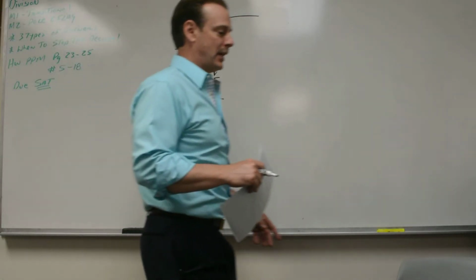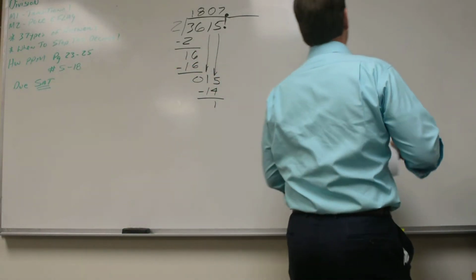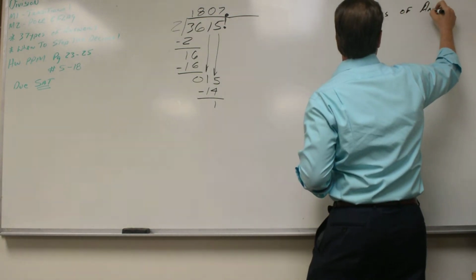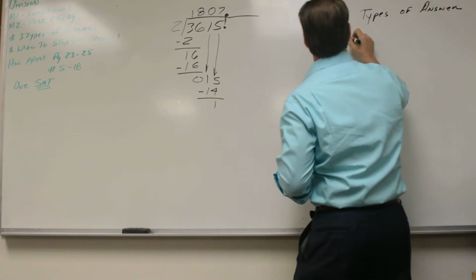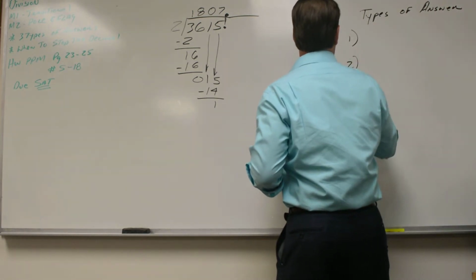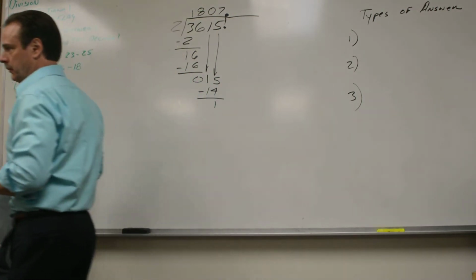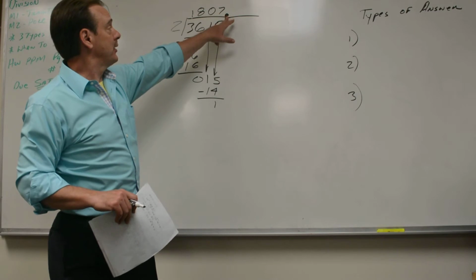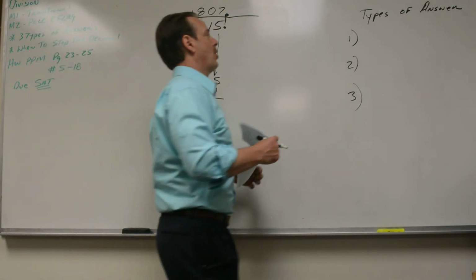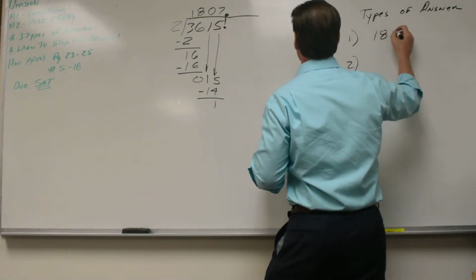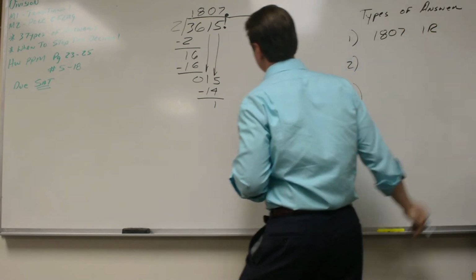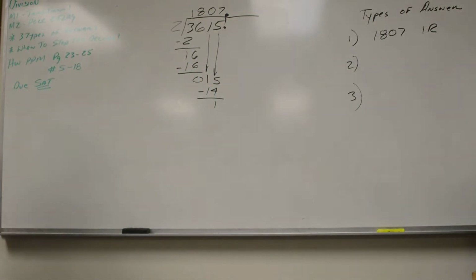Now let's go into the different types of answers we could have. So let's call this types of answers. We're going to have 3. One way is, we look at this number, and it ends over here at this decimal point. We got a remainder of 1, so we could call the answer 1807 with a 1 remainder. That's one way we could do it, and that's an accurate answer, perfectly acceptable.